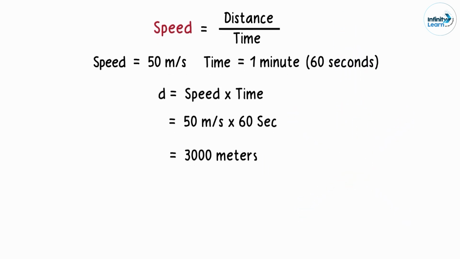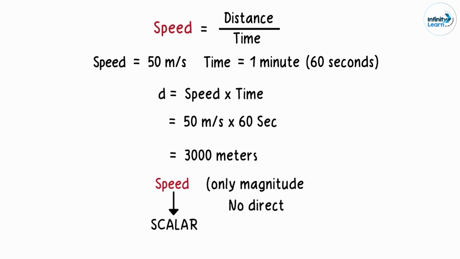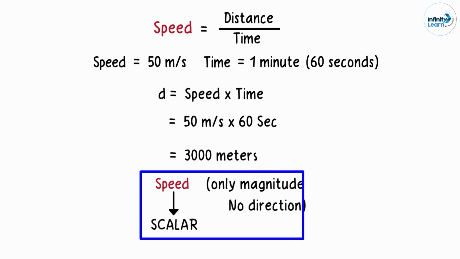This tells us something interesting. Speed offers only the magnitude, making it what we call in physics a scalar quantity. It doesn't specify the direction. It just tells us how much ground is covered in unit time, regardless of the direction traveled. Scalar quantities have only magnitude and do not specify direction.